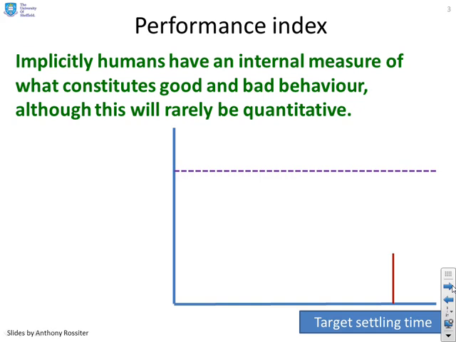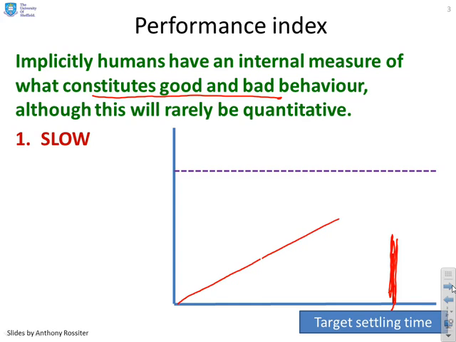Now implicitly, humans have a fairly good idea of what constitutes good and bad behaviour, although they may rarely be particularly quantitative. So for example, if I said to you something was very slow, and you'll notice I've got a target settling time here, then if I did a response a bit like this, you'd say, yeah, okay, that's slow because clearly it's not getting to the target in time.